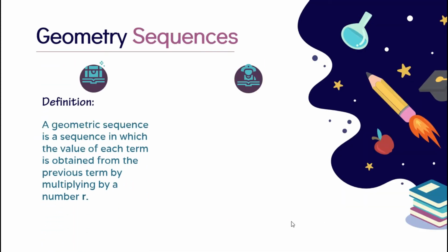Next, about geometric sequence. The definition of a geometric sequence: a geometric sequence is a sequence in which the value of each term is obtained from the previous term by multiplying by a number r. The ratio between the value of a term and the value of the previous term, which are adjacent to each other, is always the same, namely r. So that un divided by un-1 equals r.